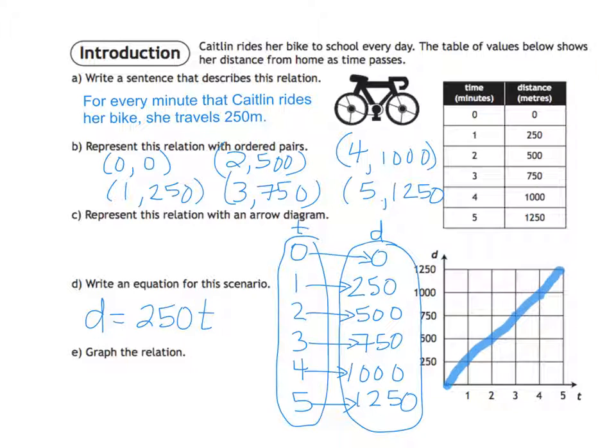Time, yeah. It's time, it's continuous. She's not jumping from 0 to 250 in no time. It takes time to get there. And there are actually an infinite number of points between the beginning and the end here, all those little points that make up that line.